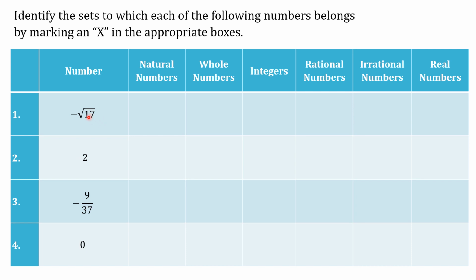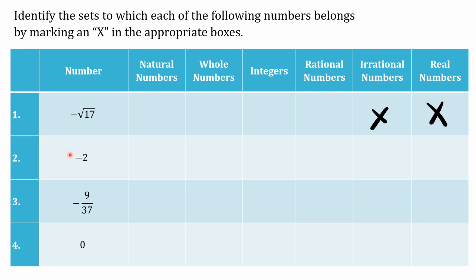Can this radical be simplified? 17, what two numbers multiply to 17? It's only 1 and 17, right? 17 is prime. So there's no perfect square factors of 17. So this cannot be simplified. So that means that it is an irrational number. But irrational numbers are part of the set of real numbers, so it's also a real number, right? So negative square root of 17 is an irrational number, but it's also a real number because irrational numbers are part of that larger set of real numbers.